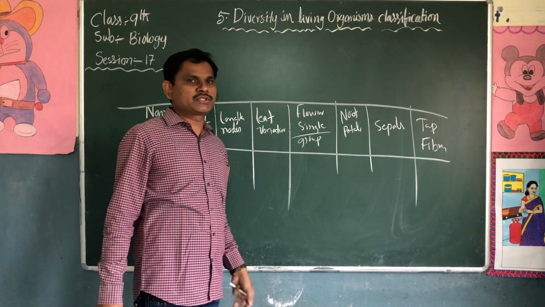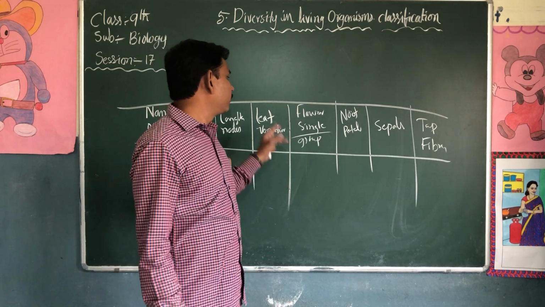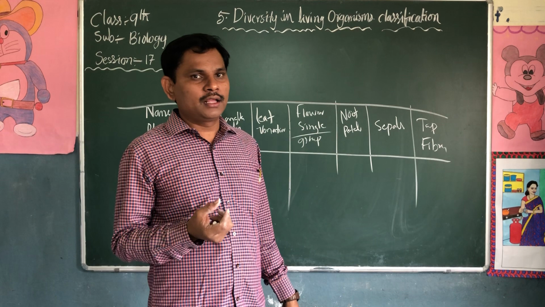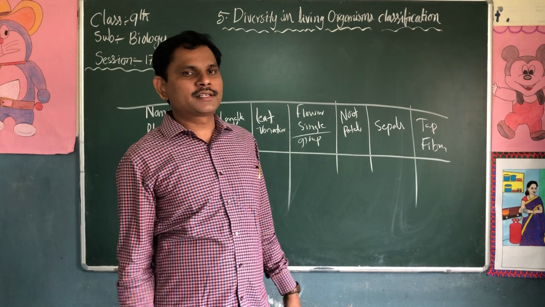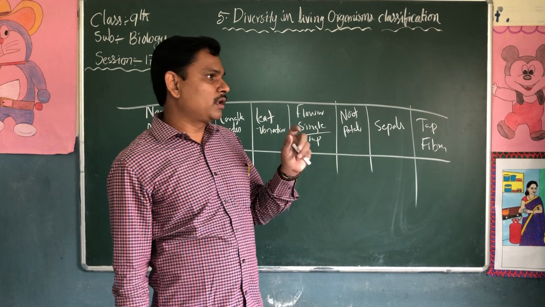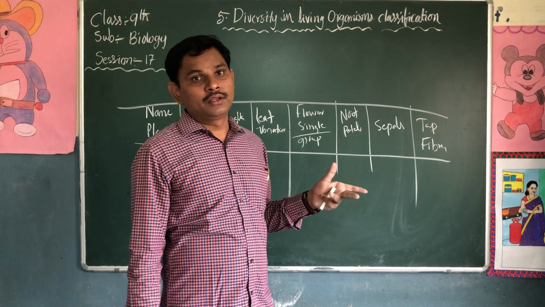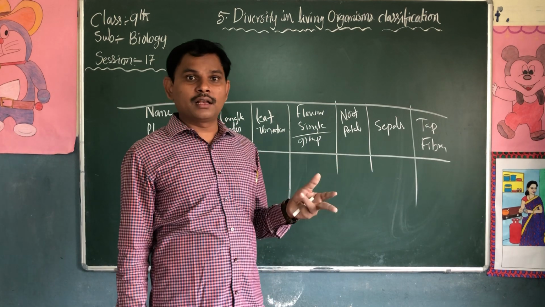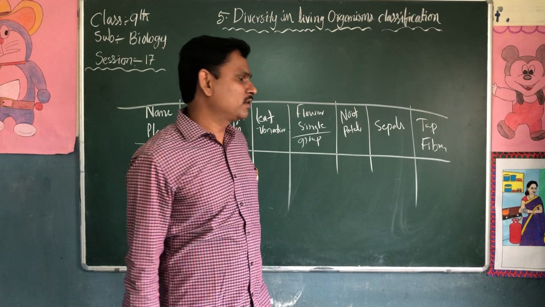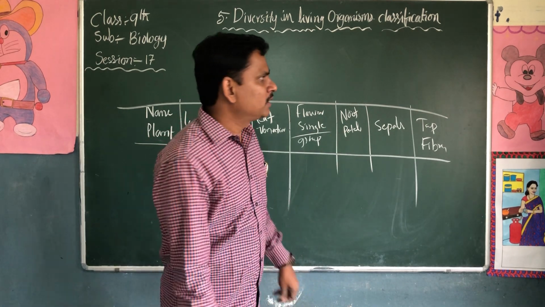Leaf venation also, parallel or reticulate. Flowers: how are the flowers? There may be a group of flowers or a single one. What is the color of the flowers? White, pink, red, orange, yellow. You can see different colors of flowers. Number of petals and sepals.